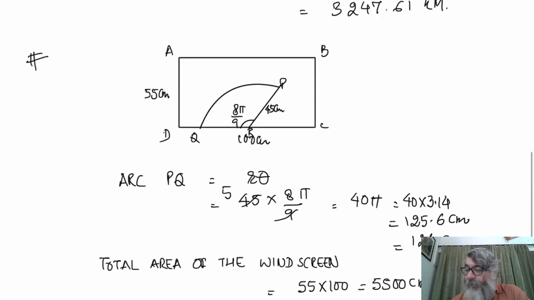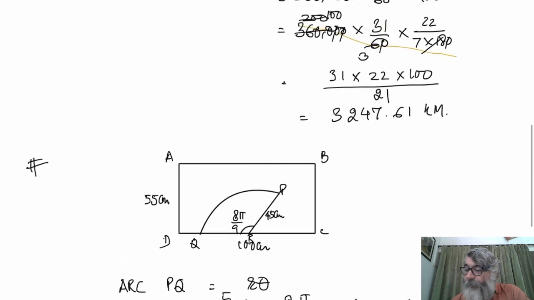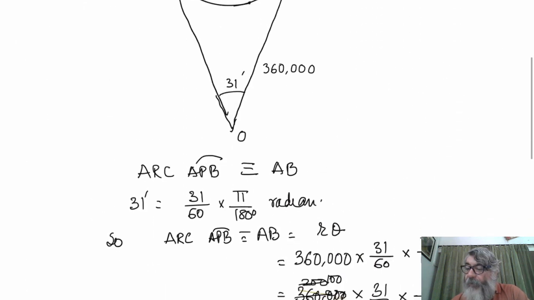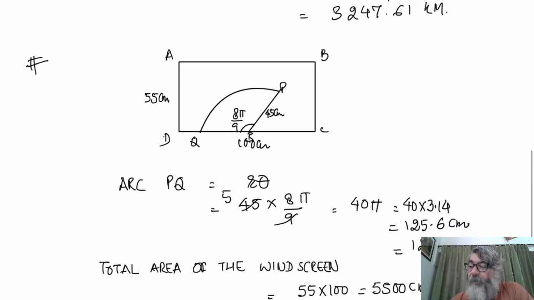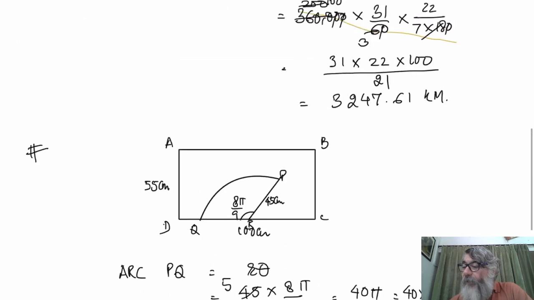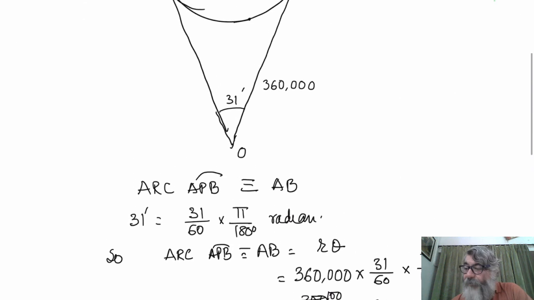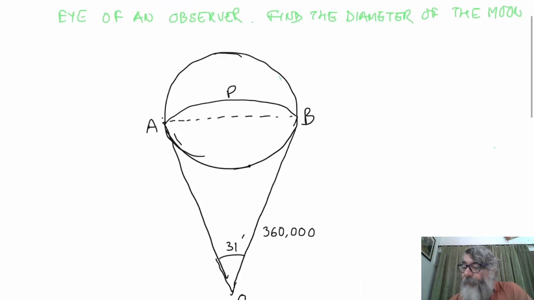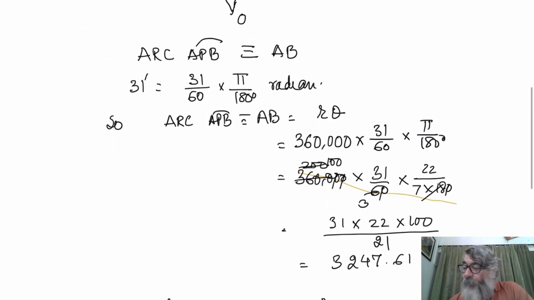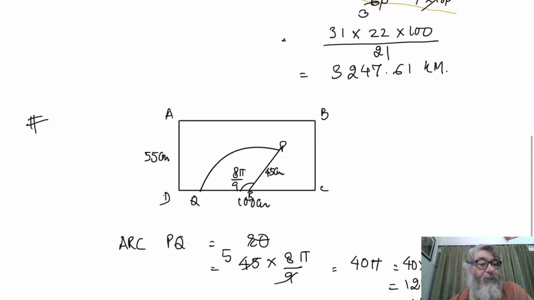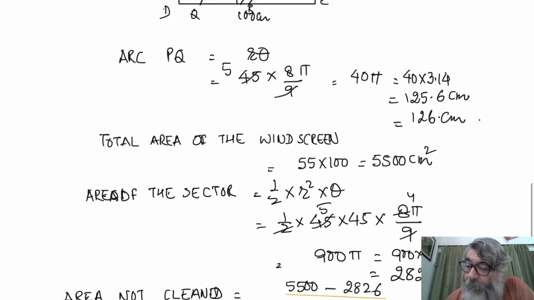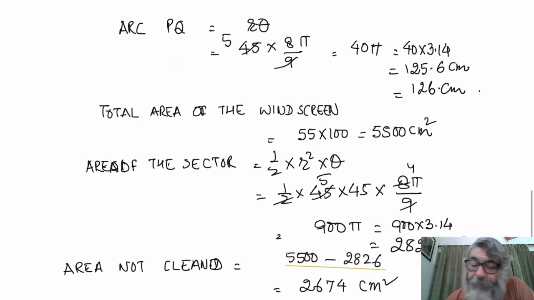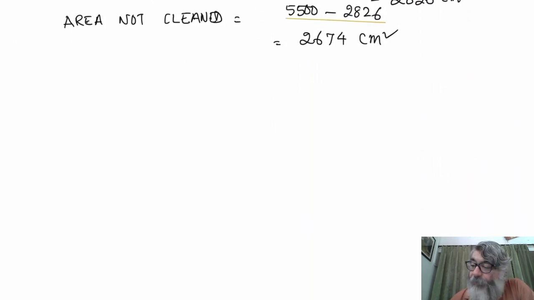We can see it once again if you like. The two questions I did, one is this area connected to the diameter of the moon. The other I've done is connected to the area of the windshield. One more question I want to do, and that will finish your thing, at least regarding this chapter. Here he has given you a figure.